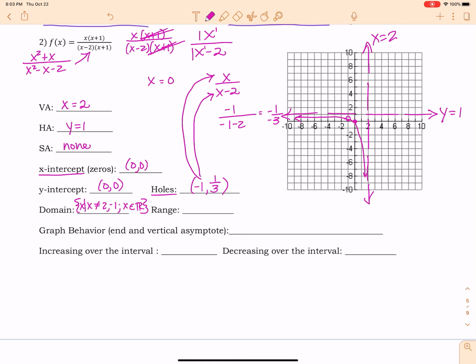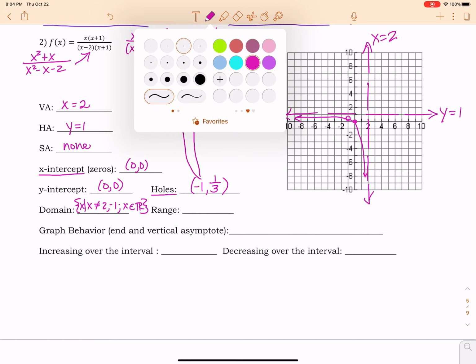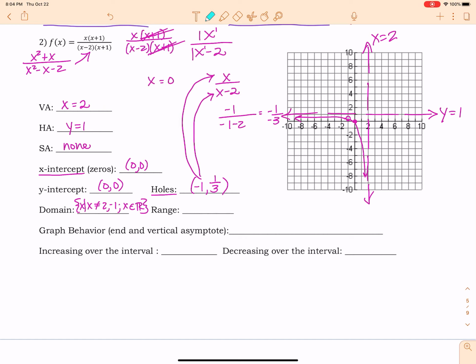All right? Now, unlike the other problem where we had points in another region, so we knew what was going to happen, with this one I don't have another one. So what I'm going to do is I'm going to test a point in a certain region of my graph. Let me show you what I'm talking about. From here over, I don't know if the graph lives here or if it lives here.